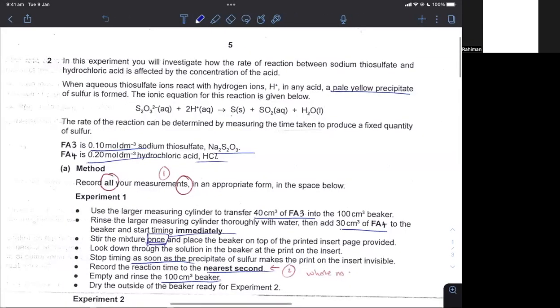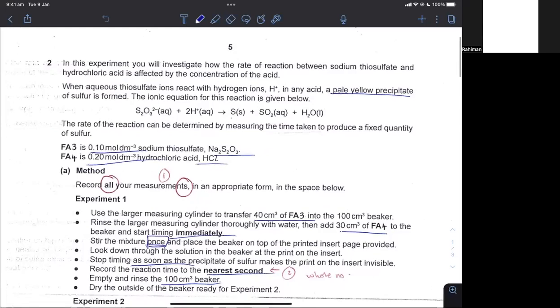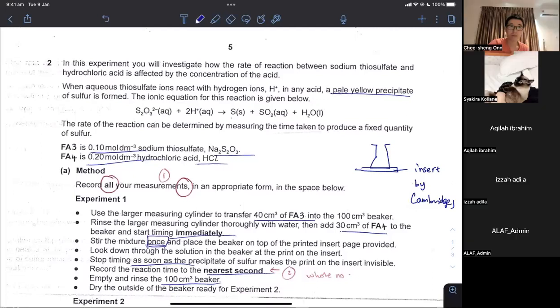So this is just from one of my former students. As you do the practical, you will follow the instruction. You would have the conical flask, and then I think this thing is an insert. This will be provided by Cambridge. In school, usually we just draw a big cross at the bottom. But if it is provided by Cambridge, they will give you a bunch of words. Doesn't matter. You just put the conical flask on top of the paper. You look from the top. You don't look from the side. You look from the top.